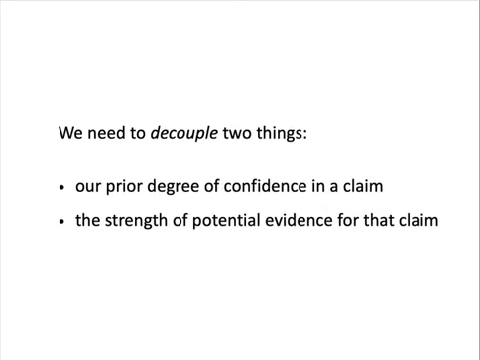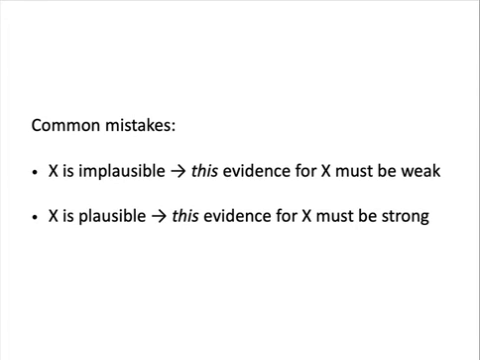And in order to avoid the biased evaluation of evidence, we need to decouple two things. These things that we need to decouple are first, our prior degree of confidence in something, and second, the strength of potential evidence for that claim. So here are two common mistakes. First, it's a common mistake to think that because something X is implausible, we infer that some evidence for X has to be weak. So because we have a prior degree of confidence in X, which is very low, we conclude that any evidence, this evidence that we find, has to be bad because X itself is implausible. Or conversely, we think because something X is plausible, because we have a high prior degree of confidence, we infer that some piece of evidence that we find for it has to be really good.